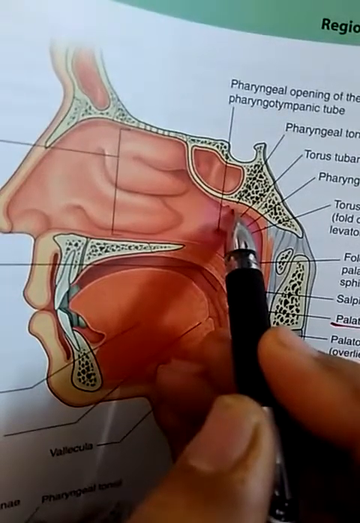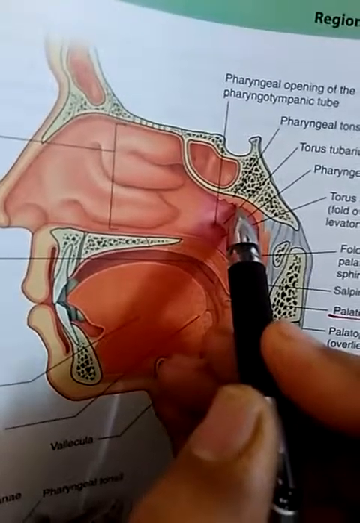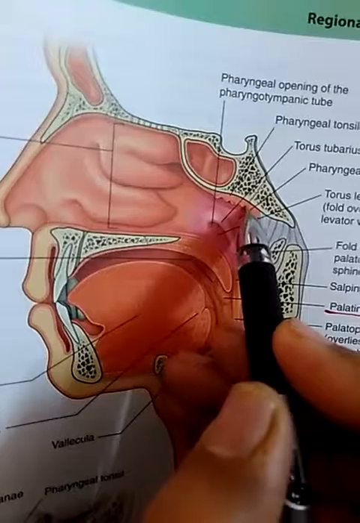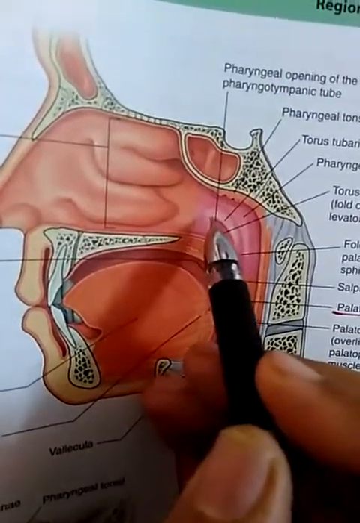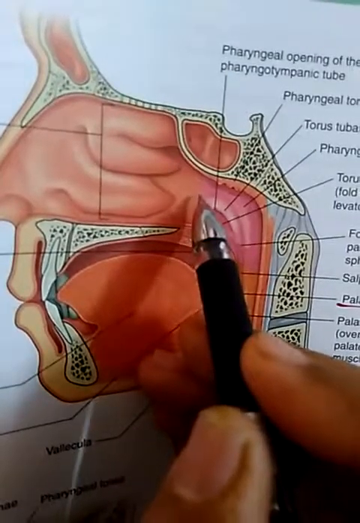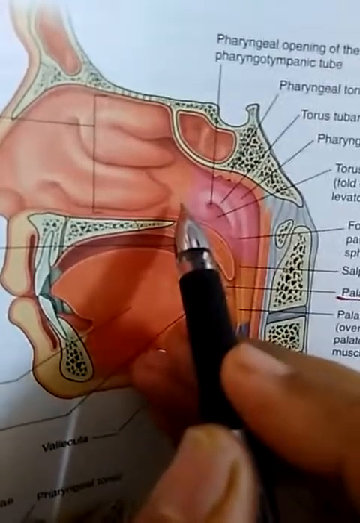Clear? Okay, the nasopharyngeal tonsil or the adenoids lies between the roof and the posterior wall. Clear? Another thing you can see is that the anterior wall of the nasopharynx is formed by the choanae, that is the posterior nares.